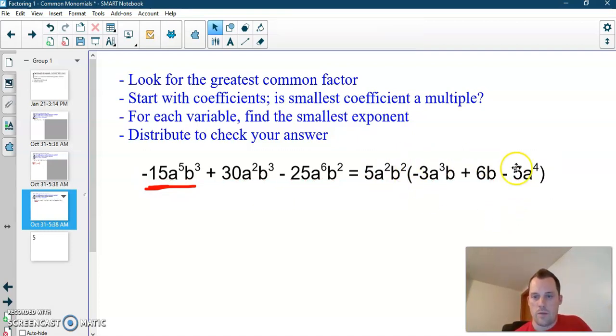And then a squared times a to the fourth would give us a to the 6, because 2 plus 4 gives us 6. And we factored out a b squared out of here, so there's no more b's left, so we're not going to have a b variable in this term here.